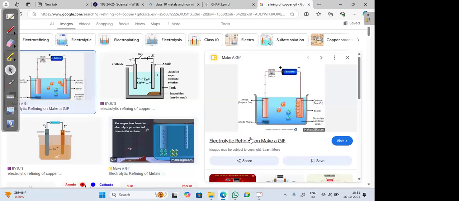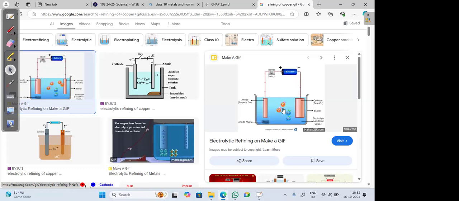See, the copper ions are moving from the solution onto the negative electrode. The electrons are being transferred from the negative terminal of the battery, making this electrode negative. When the copper atoms are deposited over here on the negative electrode, it becomes thicker. Can you see? Now it has become thicker.